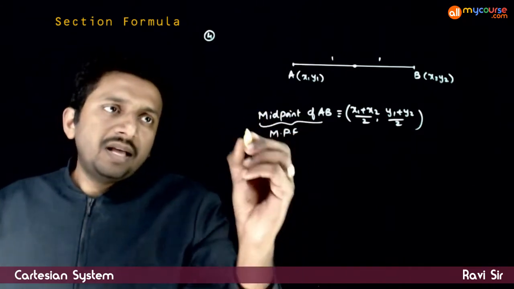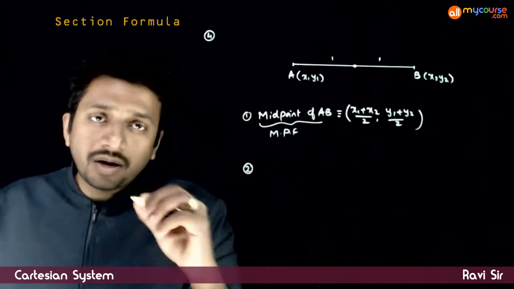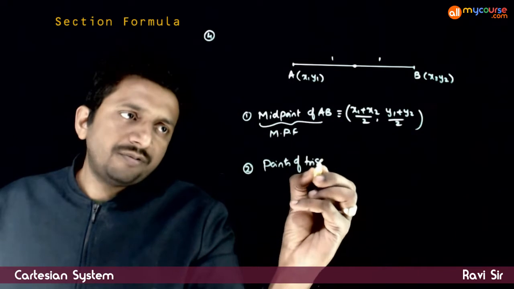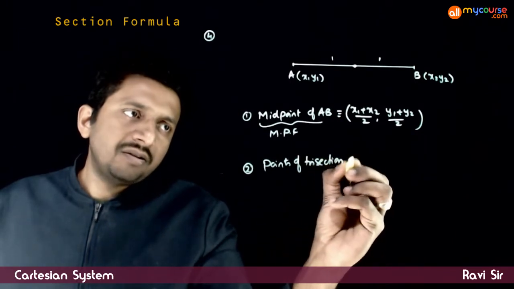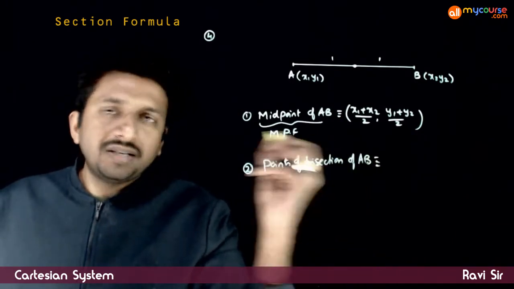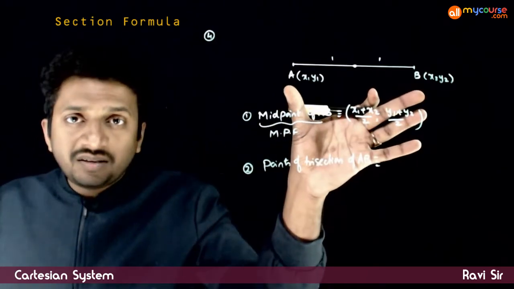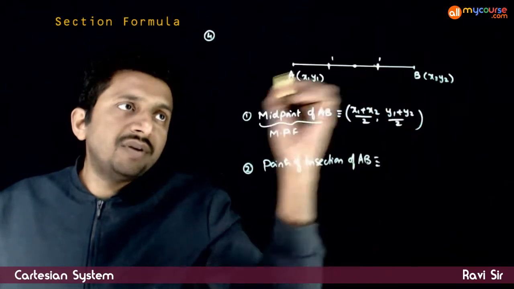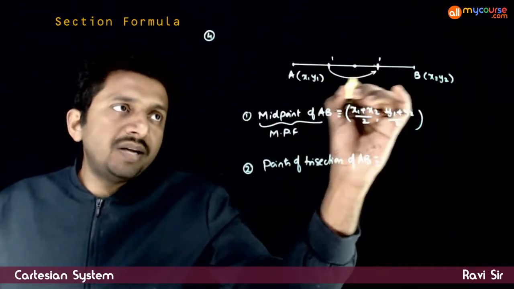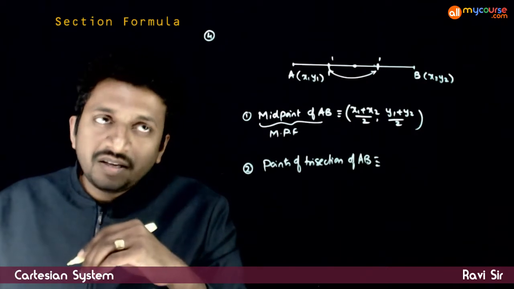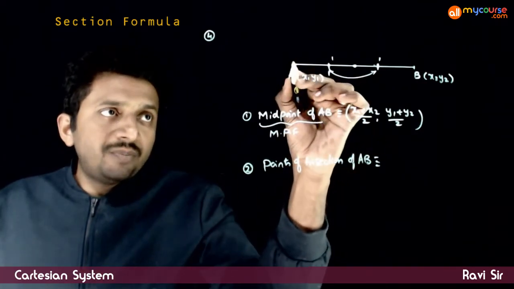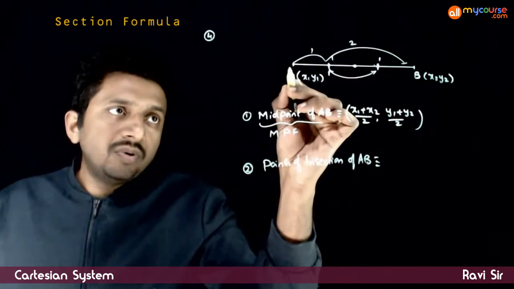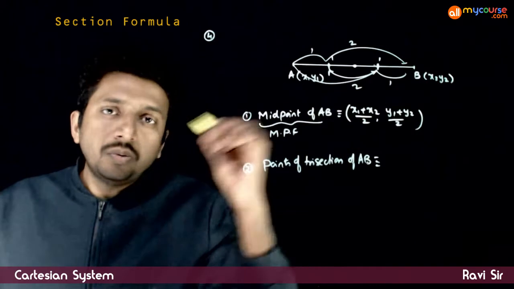And next, if you want the points of trisection, that is the points which divide AB into 3 equal parts. So you get one point here, another point somewhere here. So these are the points of trisection. You can very easily see that the points of trisection divide AB in the ratio 1:2 and 2:1.